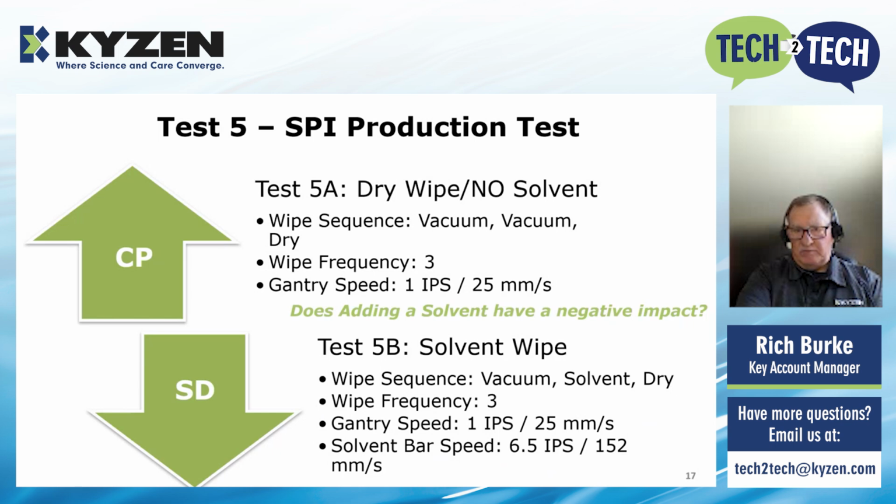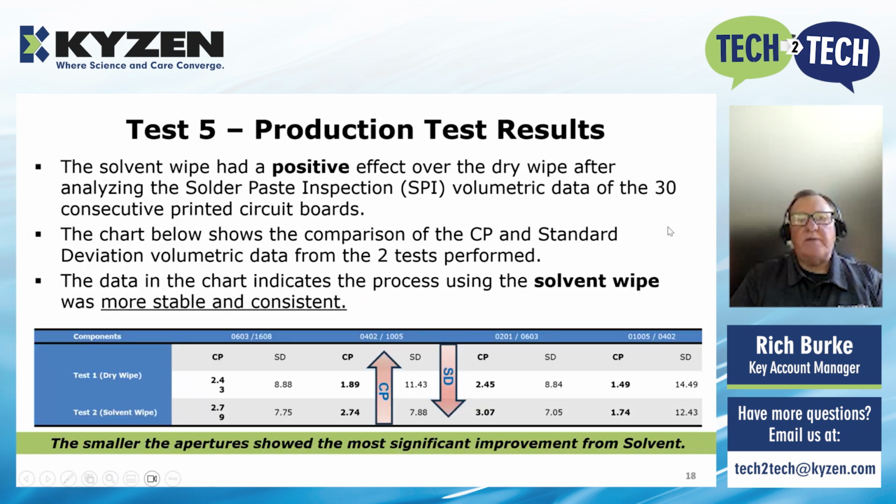Test 5B is a wet wipe process, right? So we're using this as a vacuum solvent dry sequence. Again, every third board, 1 inch per second gantry speed, and the solvent bar speed of 6.5 inches per second. So let's look at these results.